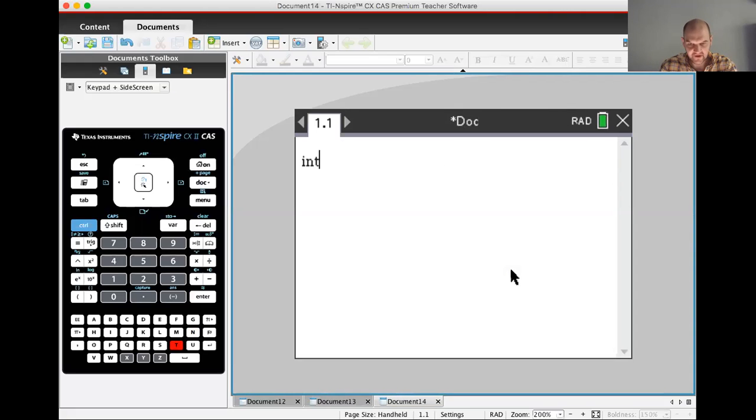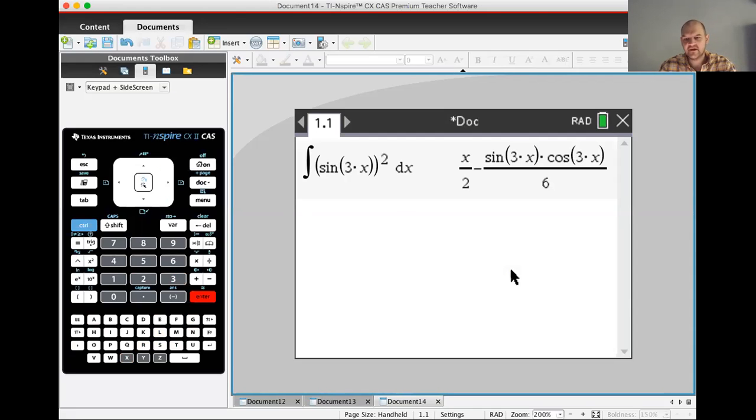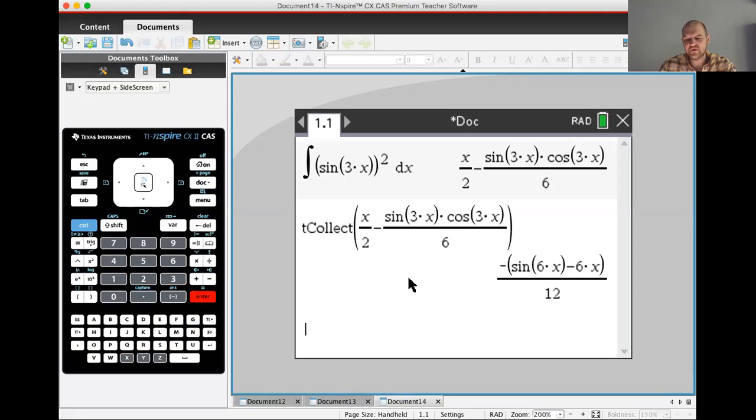So if I do the integral of the sine of 3x and then square it, comma x. So I get this. So what has the calculator done? The calculator has done something weird. Well, it's not really that weird. Let me try this. T collect the answer. So what it did was it used the double angle formula for sine. Our answer had a sine of 6x. It turned the sine of 6x into 2 sine of 3x cosine of 3x. Just obnoxious. But anyway, that is the answer. That is the answer that we got in very strange form.